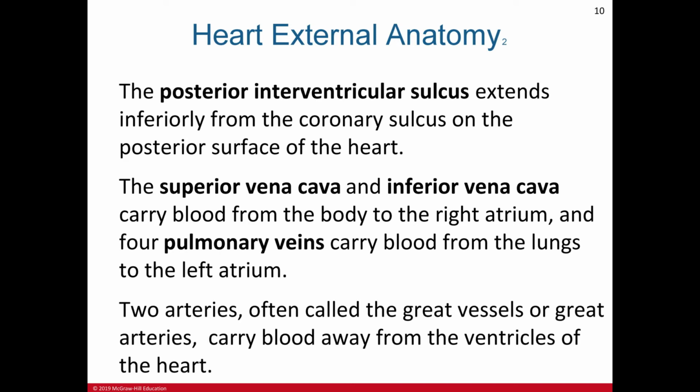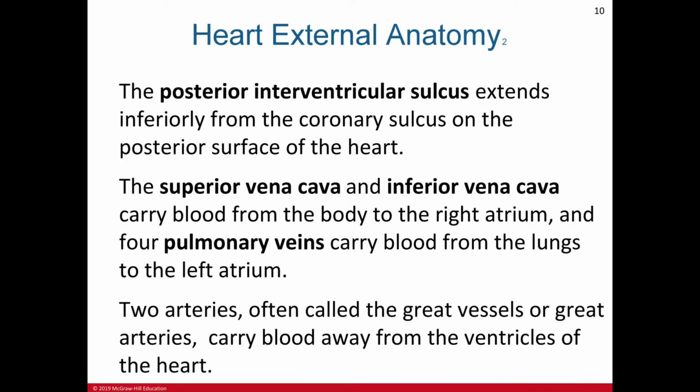We have six large veins that carry blood to the atria of the heart: the superior and inferior vena cava, the pulmonary veins, pulmonary arteries, pulmonary trunk, aorta, and the two arteries that are often called the great vessels or the great arteries.